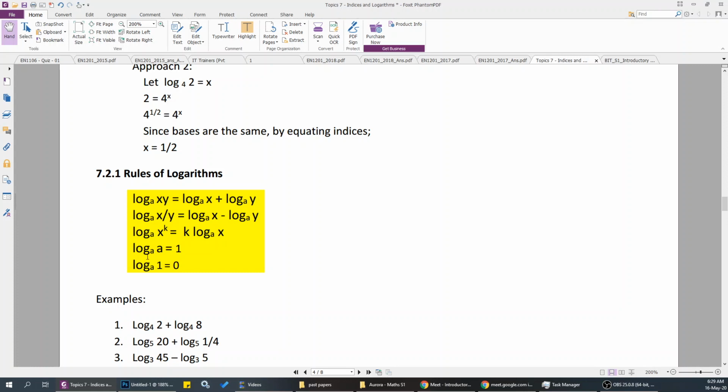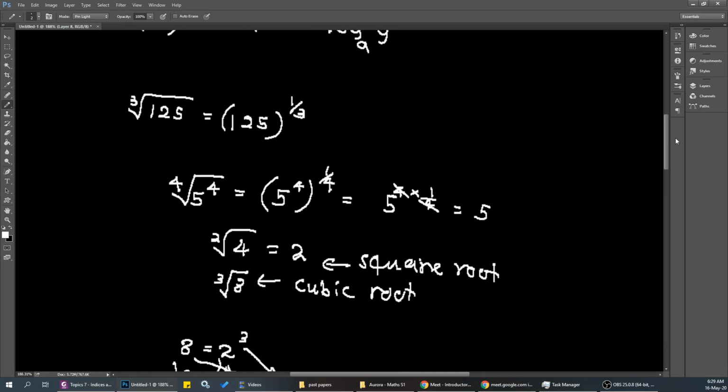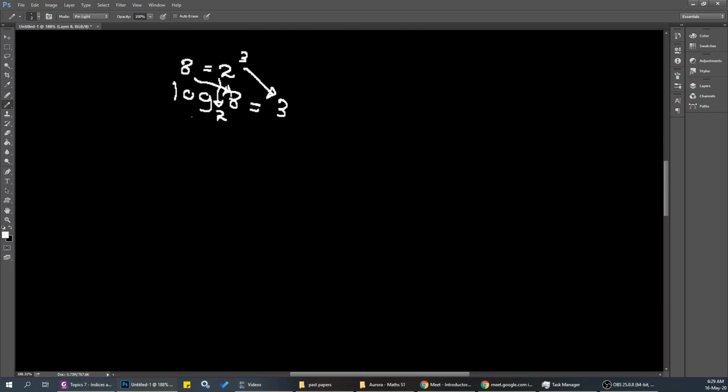And then we have the fourth rule, log of a to the base a. Whenever you take the logarithm of a particular number to the base of that particular number itself, you get the answer as 1. Log of a to the base a equals 1. I want to show you how this actually happens.